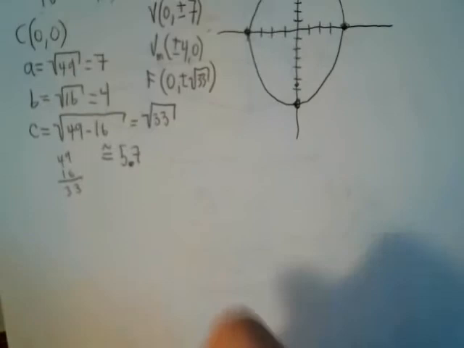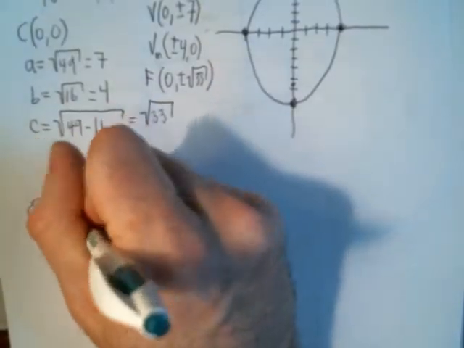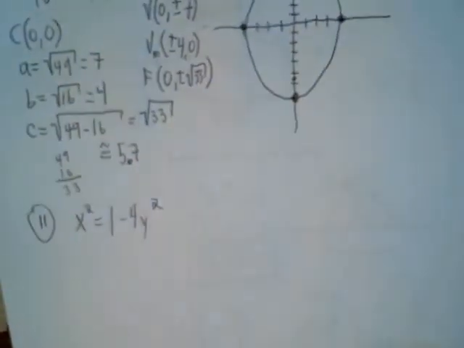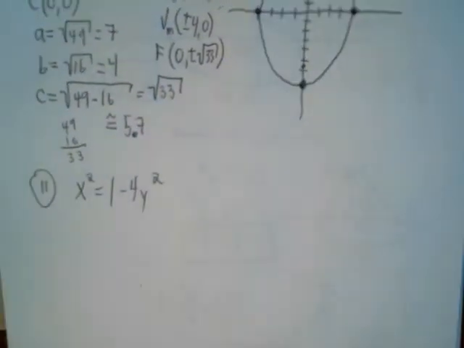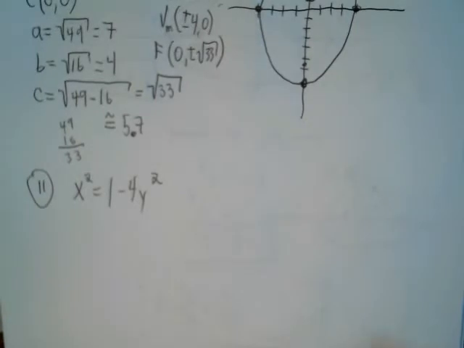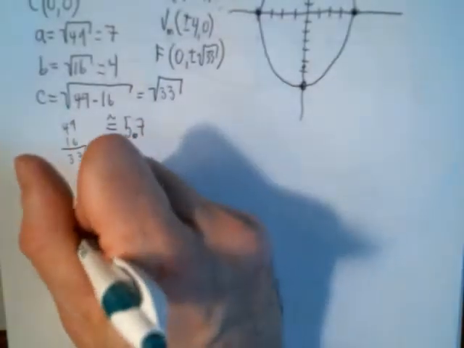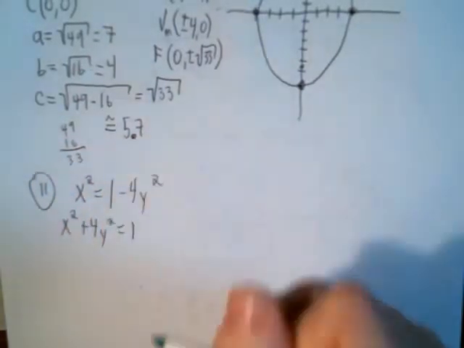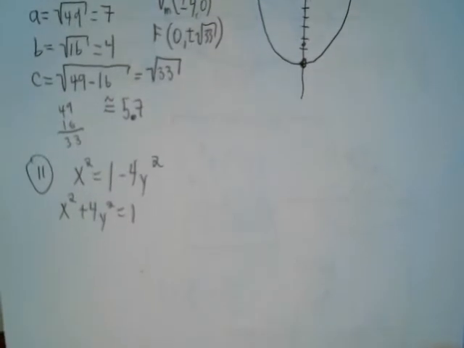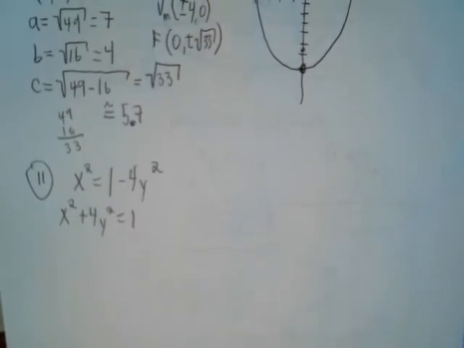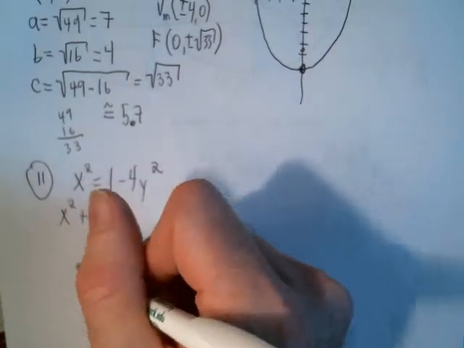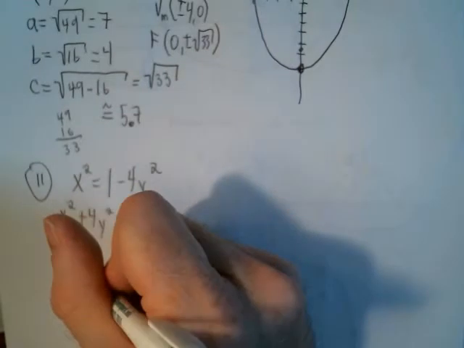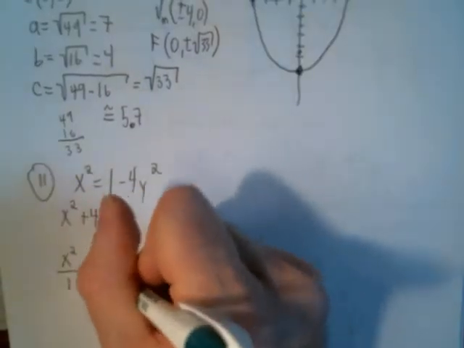Okay, let's look at number 11. So this is not in a nice form. We had to get the y squared over first, so x squared plus 4y squared is 1. And then secondly, I need to get this rewritten as x squared over a squared, and you could pretend at this point it's x squared over 1, okay?